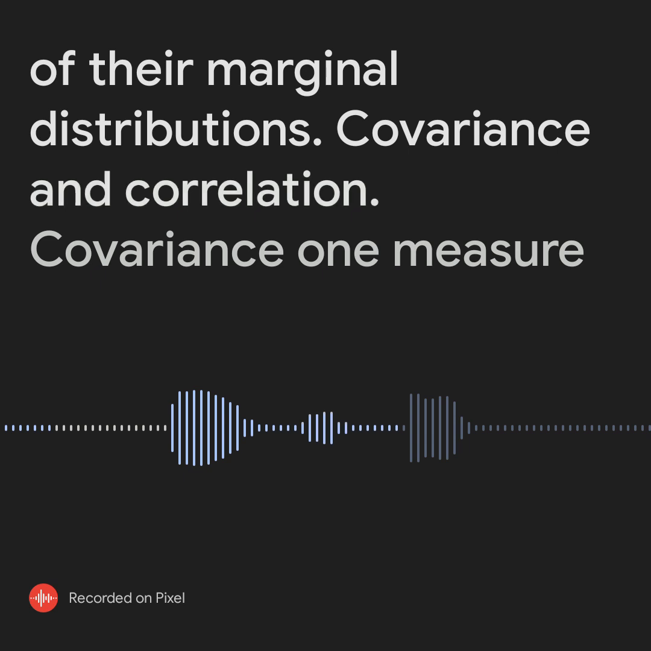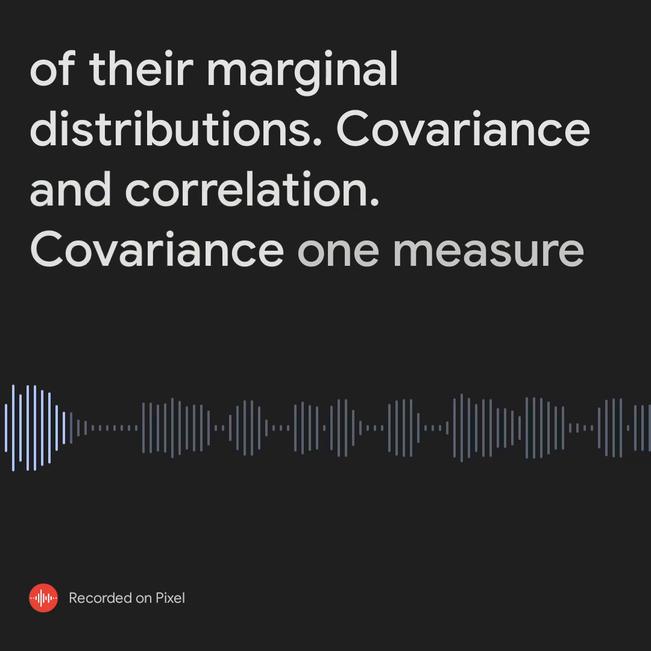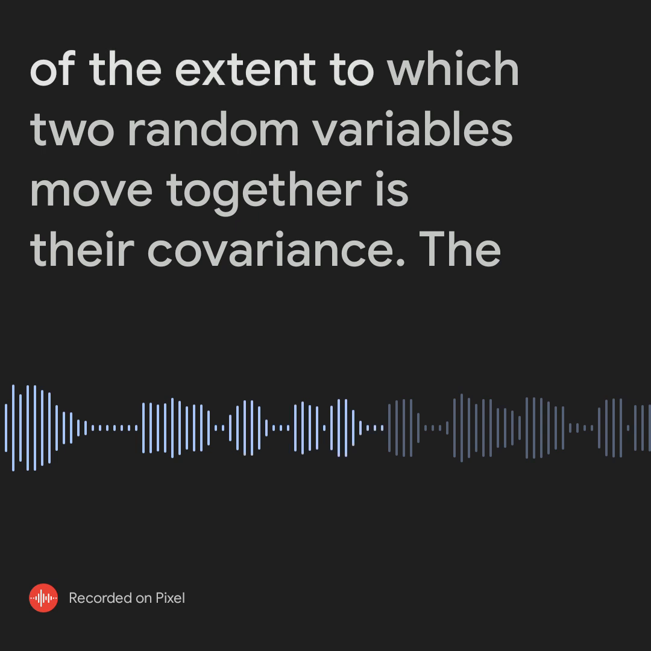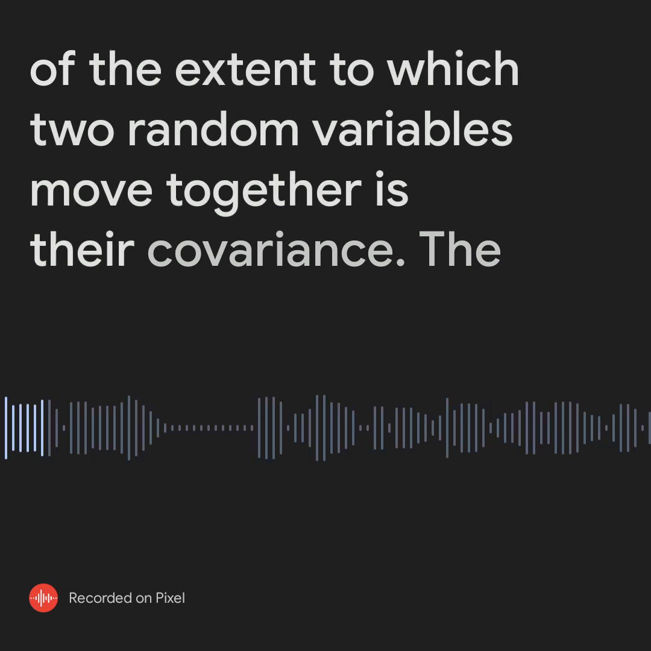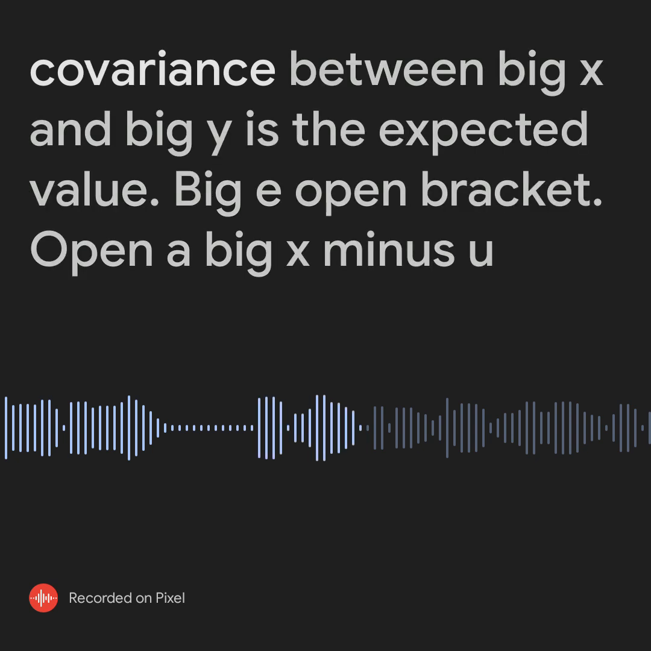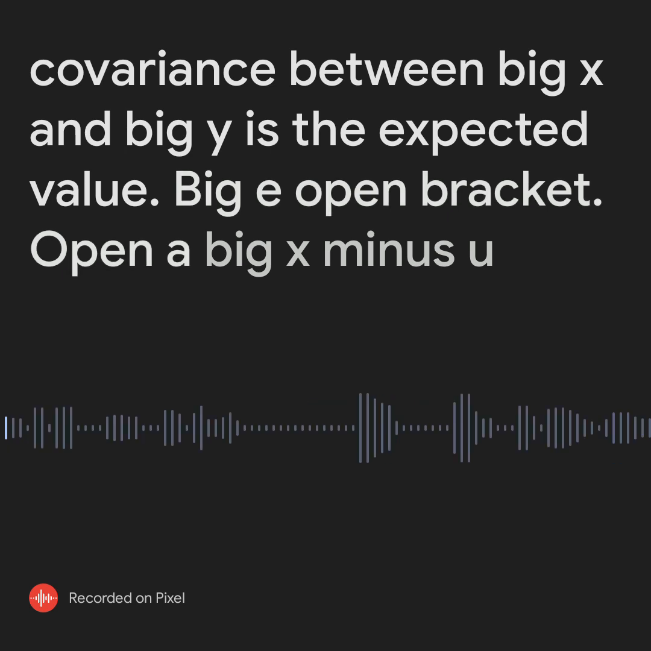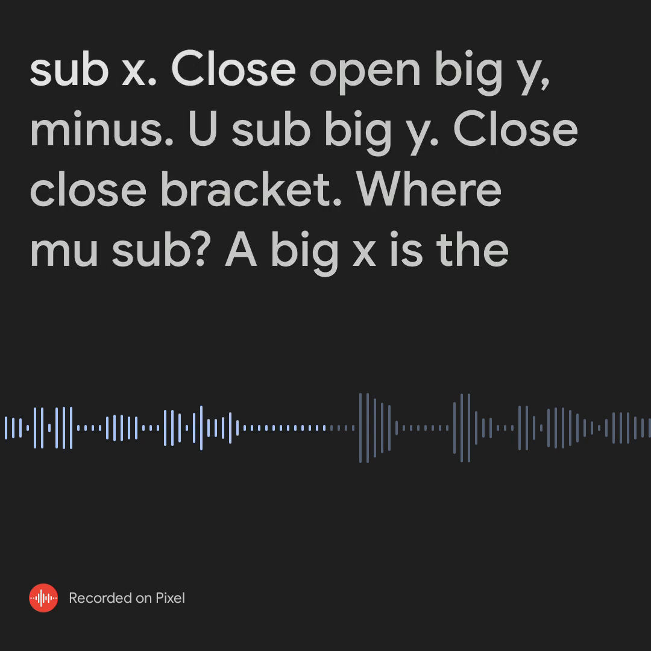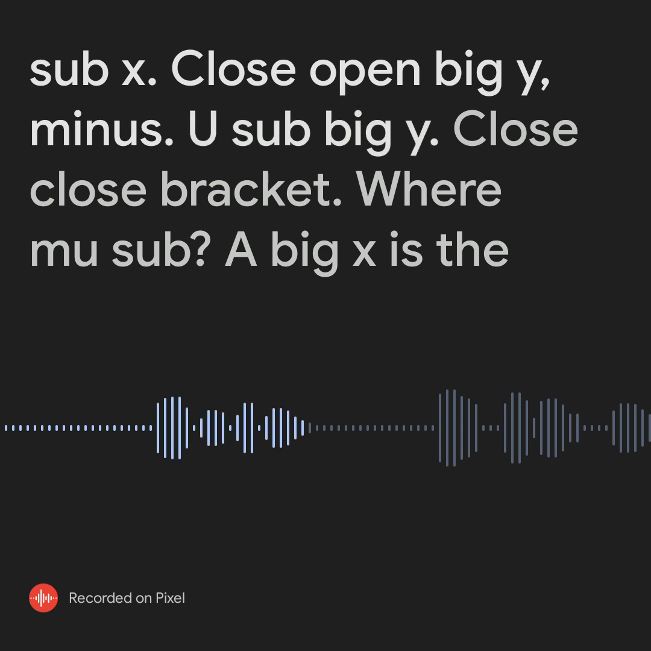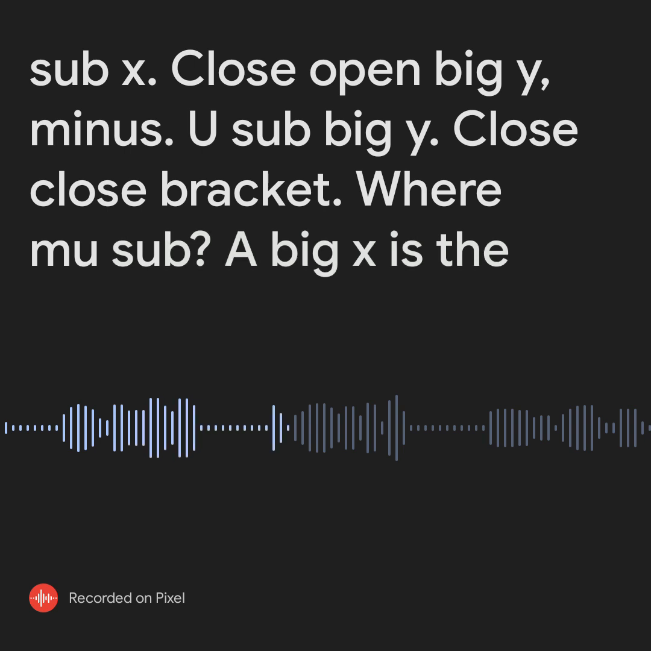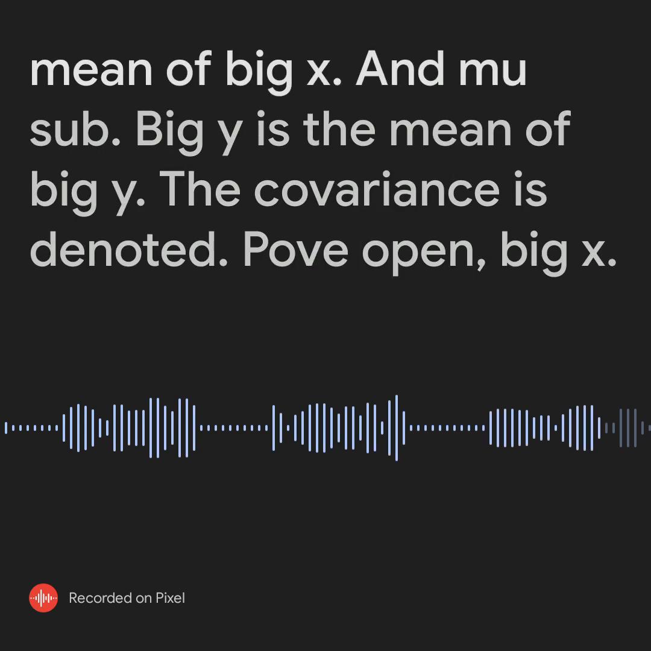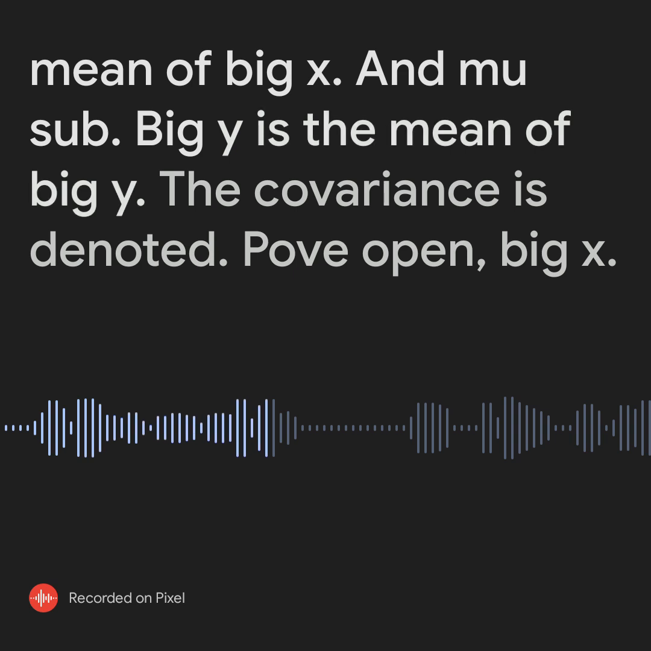Covariance and correlation. Covariance, one measure of the extent to which two random variables move together, is their covariance. The covariance between big X and big Y is the expected value E[(X minus mu sub X)(Y minus mu sub Y)], where mu sub X is the mean of big X and mu sub Y is the mean of big Y.